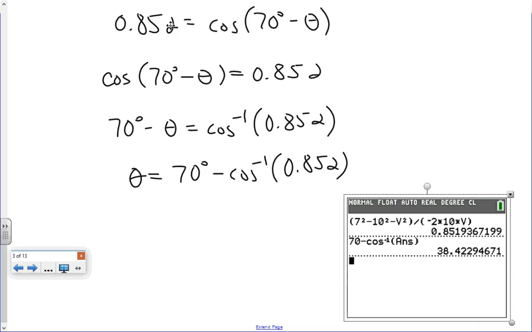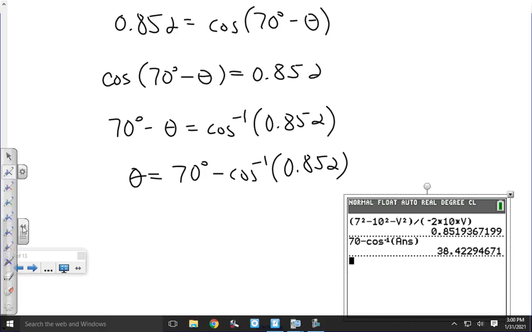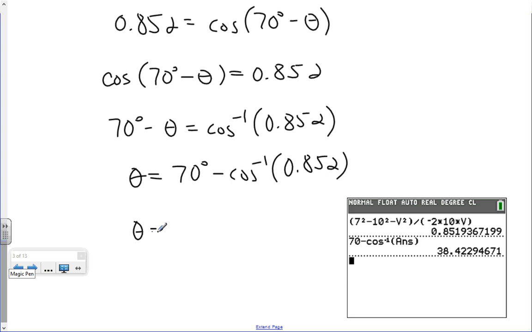All right. So we have theta is equal to 38.423. That's going to be in degrees. That is the direction of our resultant vector. Again, they didn't really ask us to come up with that in this problem, but that gives us both the magnitude and direction of our vector.